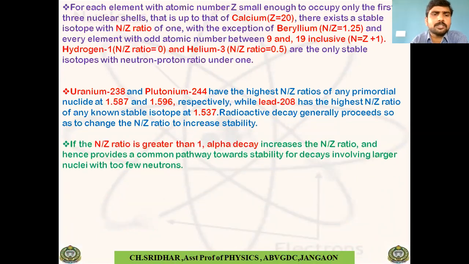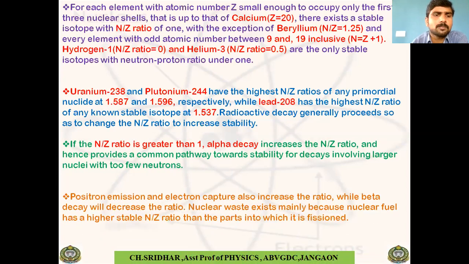If the neutron to proton ratio is greater than 1, alpha decay increases the neutron-proton ratio and hence provides the common pathway towards stability for decays involving larger nuclei with too few neutrons. So positron emission and electron capture also increase the ratio, while beta decay will decrease the ratio. So nuclear waste exists mainly because nuclear fuel has a higher stable neutron to proton ratio than the parts into which it is fissioned. So this is about the neutron to proton ratio, or the N-Z graph.